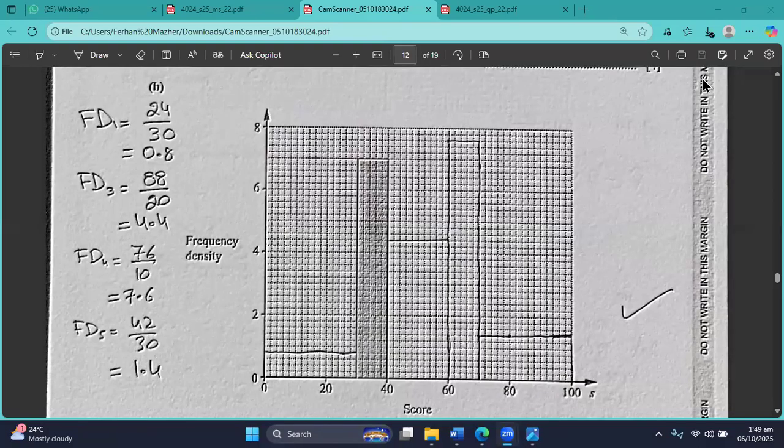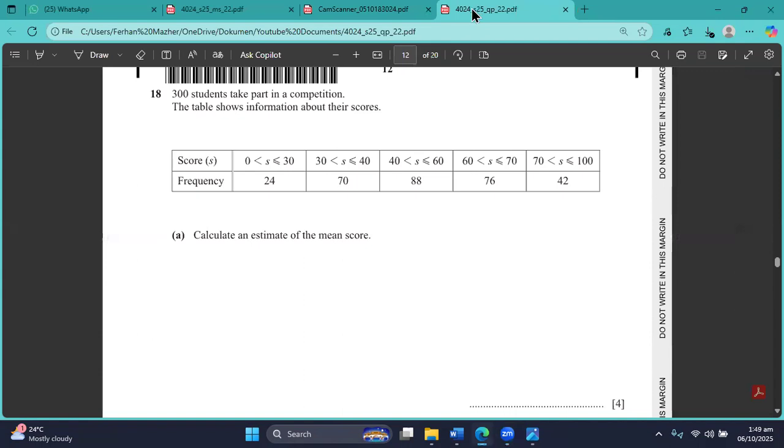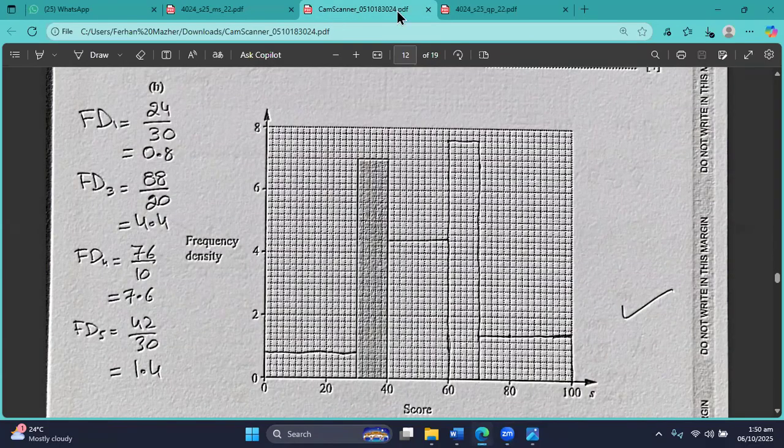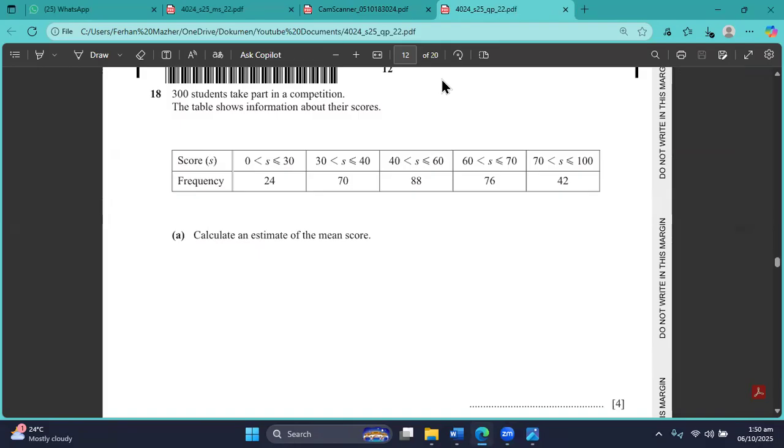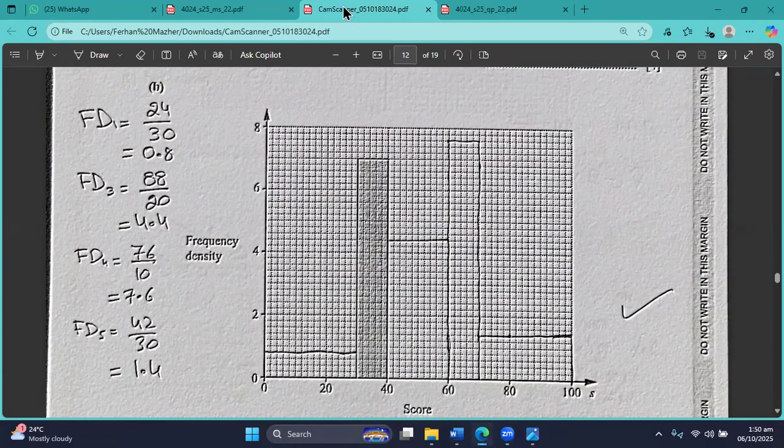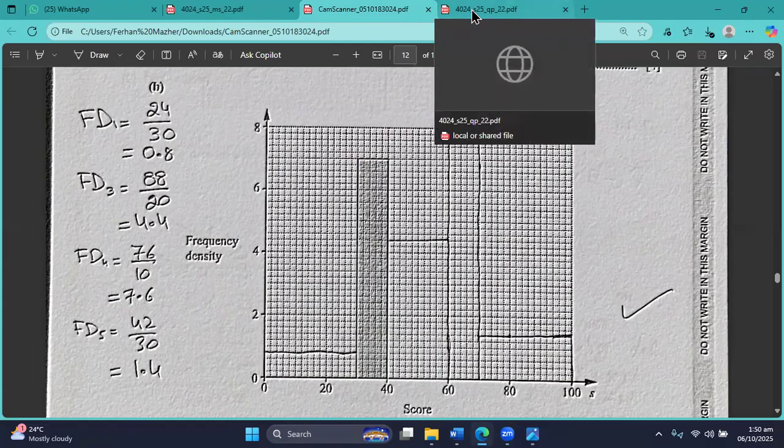So the formula for the frequency density is you divide the frequency of that class by the class width. For example, if you look at the first class, the frequency is 24 and the class width is 30. So 24 divided by 30 and you will get 0.8. The second class is already there.